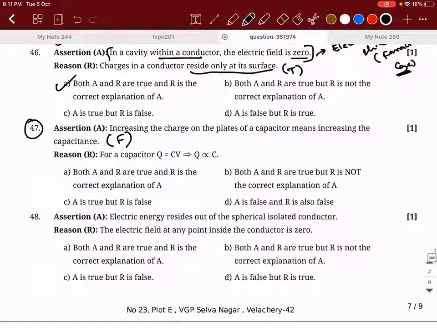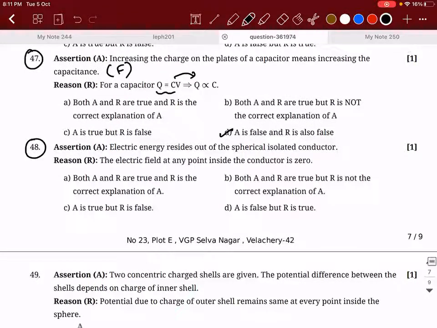For a capacitor, Q is equal to CV. Correct? Till there it is right. But what did they say after that? Maybe had they given only till this statement, yes, A is false, R is true. But what did they say? They told it implies Q is directly proportional to C. So both are wrong.